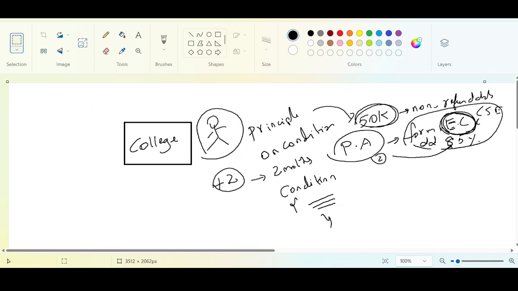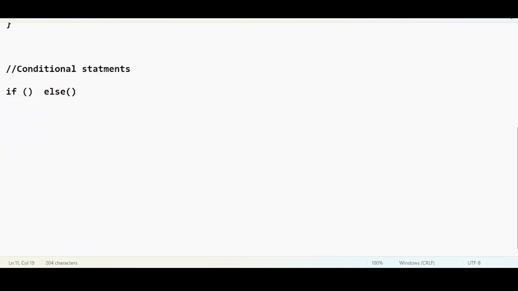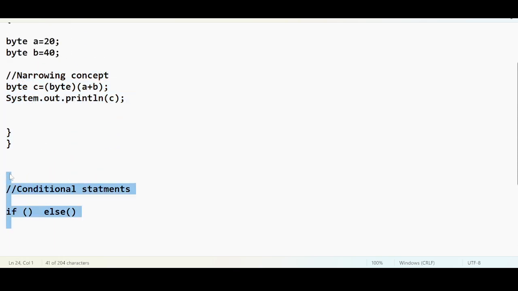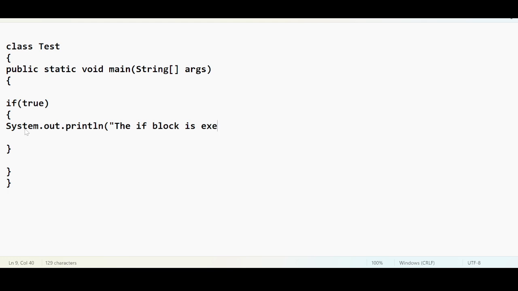In Java, there is a block called the if block. This is the syntax. If this condition is true, I'm directly writing it as true. If the if condition is true, all the instructions inside the if block will get executed. For example, System.out.println, the if block is executed.